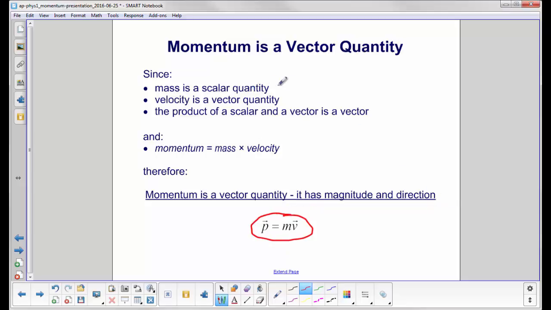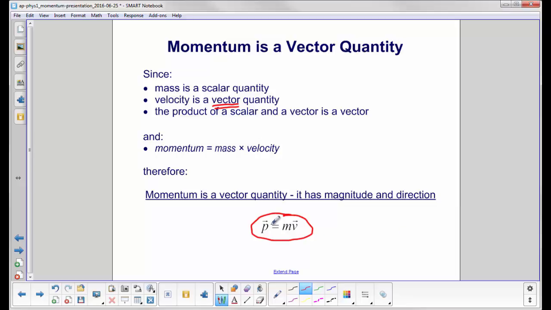Why? Mass is a scalar quantity. That means it has no direction. Velocity, however, is a vector. It has magnitude and direction. And there's a math theorem that shows that the product of a scalar and a vector is a vector. It may not be a theorem, maybe it's a definition, but that's okay. If you have a vector multiplied by a scalar, which is a pure number, you get another vector. So since momentum is mass times velocity, it also is a vector quantity just like velocity.